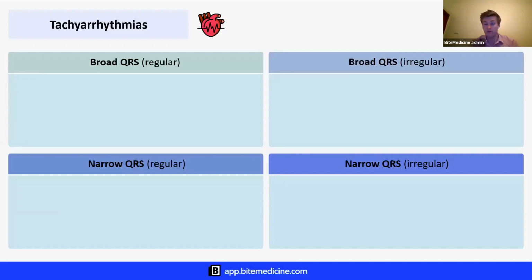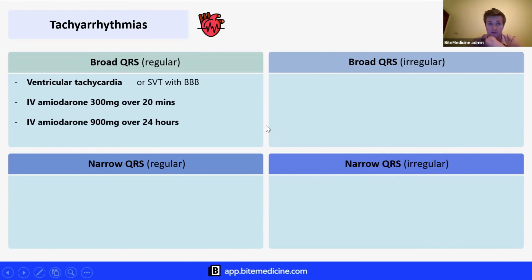So we've pretty much reached the end for tachyarrhythmias. So this is a summary slide that you guys can take away and refer to. For the broad QRS, we talked about ventricular tachycardia and also SVT with bundle branch block.